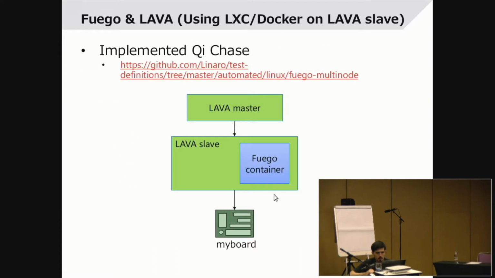There is another method to combine Fuego and Lava. This was implemented by Chase, who is here. And this is actually a great method because what it does is it starts a Fuego container on the Lava slave, and in this configuration, Fuego can work as a host target as usual. So most of the tests should work with this.